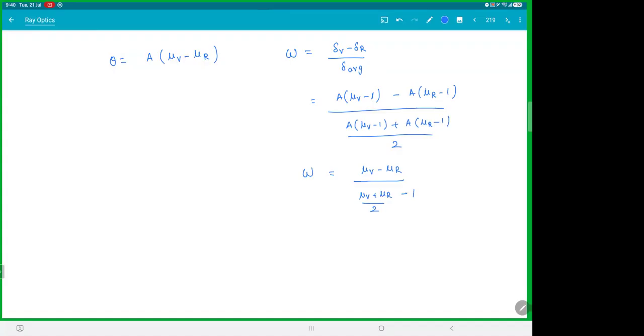You need to remember, there's no way out. Delta average is not equal to delta yellow. If it's not given, then we take it. All clear so far? If you see only today's class, you have a bunch of 10, 12 formulas already. This is the main idea in dispersion.